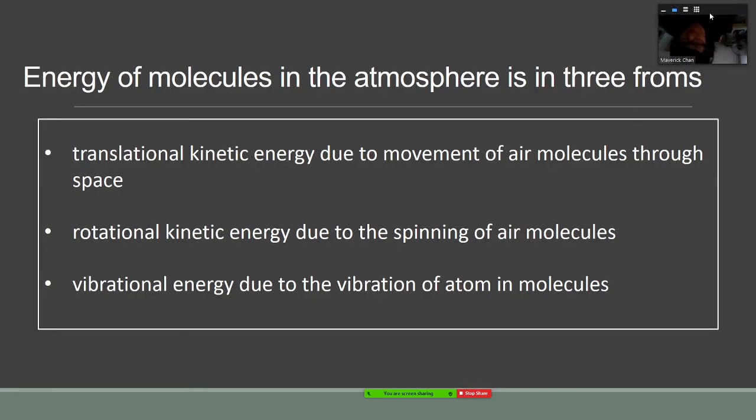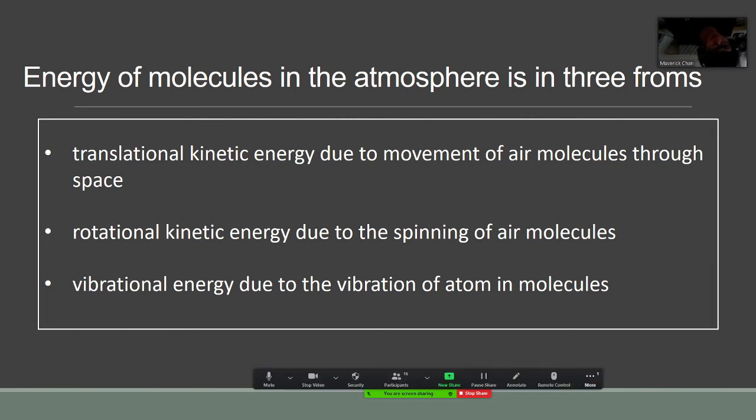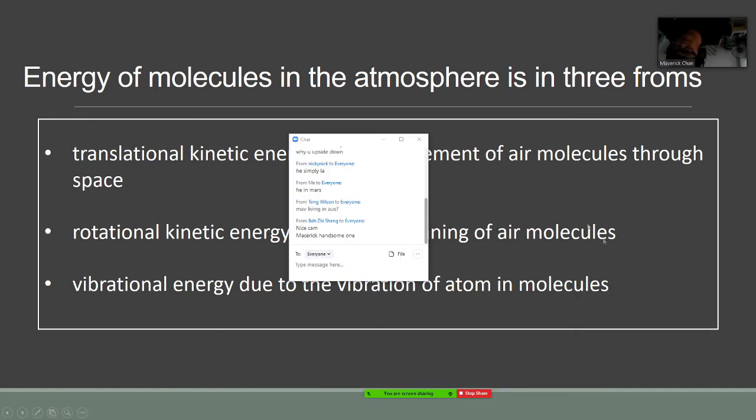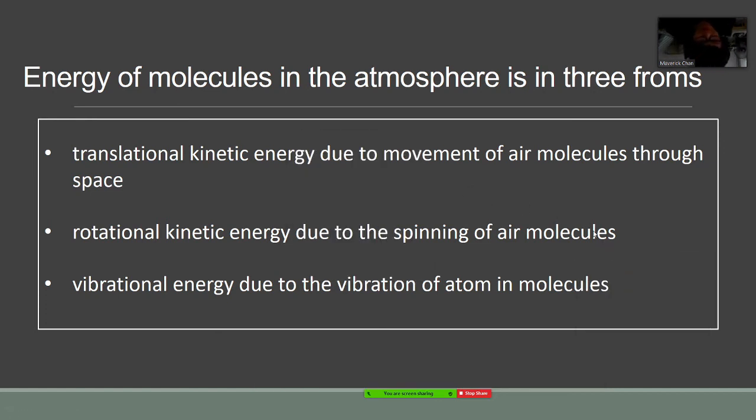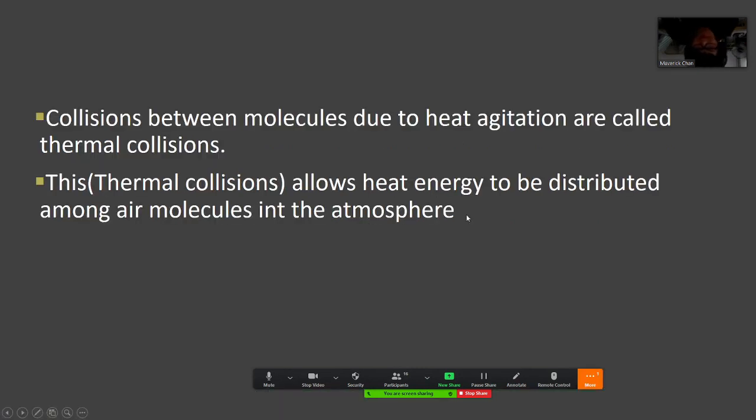The energy of molecules in the atmosphere is in three forms. One of them is translational kinetic energy due to movement of air molecules through space. The second one is rotational kinetic energy due to the spinning of air molecules. The last is vibrational energy due to the vibration of atoms in molecules.